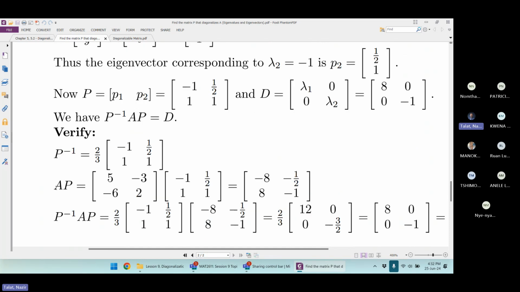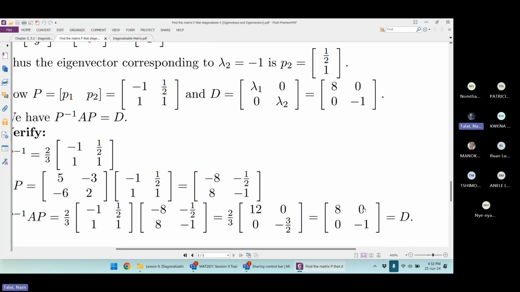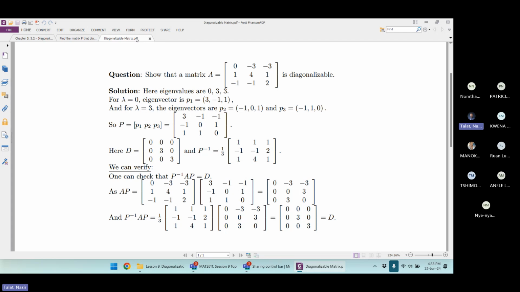Now here you can verify that if you find P inverse, then multiply first A and P, AP is coming over here. Then if you multiply P inverse with AP, the answer will be equal to the diagonal matrix with 8 and minus 1. And that is the diagonal matrix, which always obtains the diagonal entries. So in this way, you need to solve this problem.